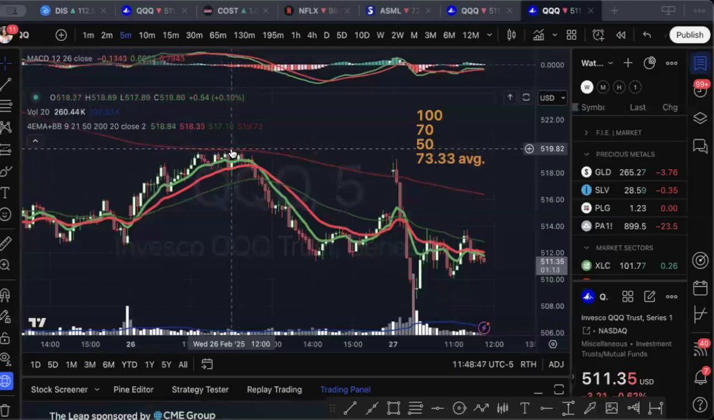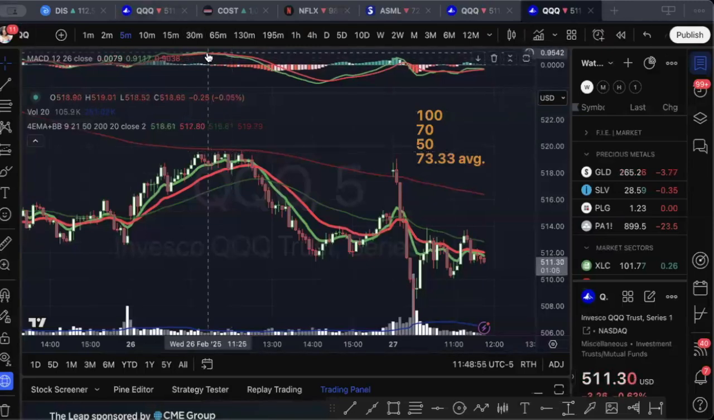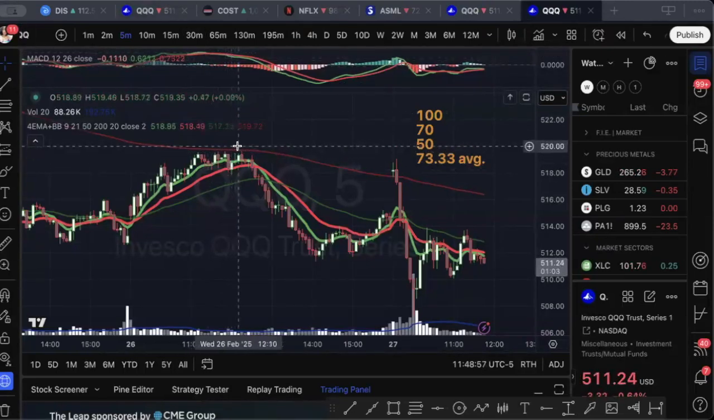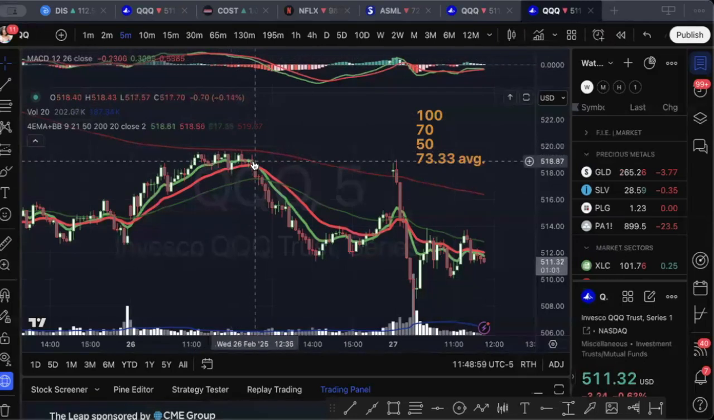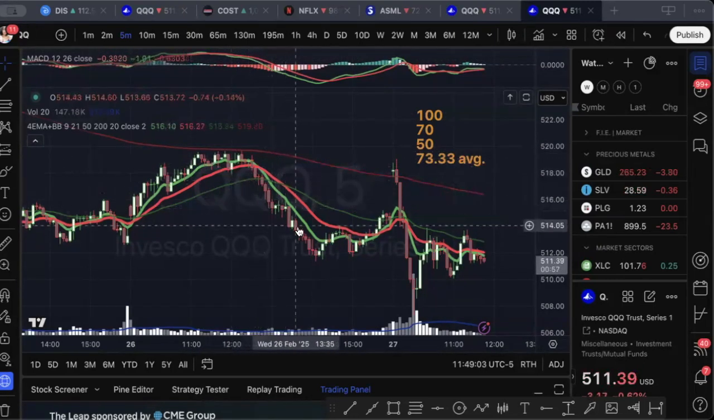It's 200 candles worth of data, right? So, wow, why is that happening? We got this crossover here. We're rejecting here. And then look, we get this bearish crossover. Look at what happens. We just die.